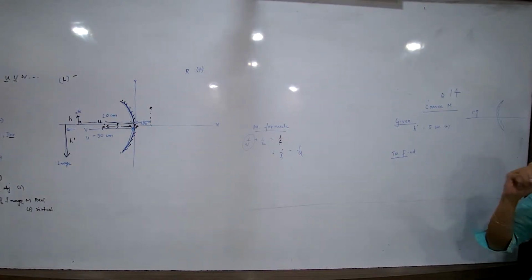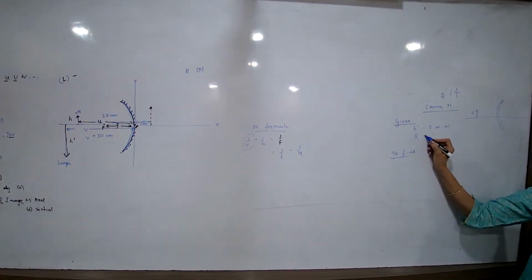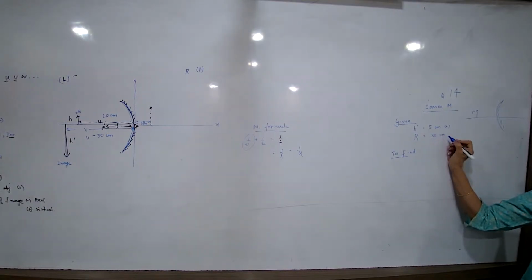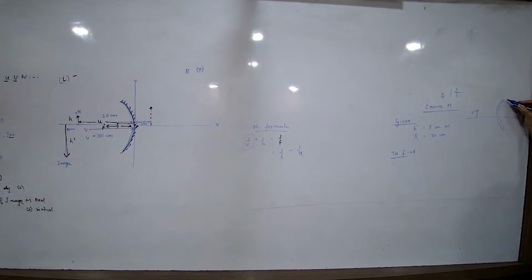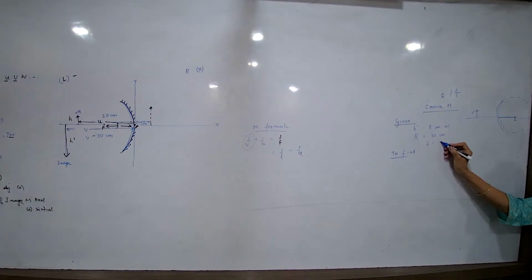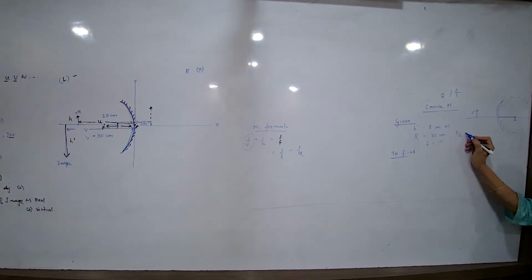Radius is given. Yes, R is given. How much is R? 30. From here, what can I find? Focal length. This is the radius, correct? If I draw like this, that means this is the radius. What is this point? This is the focus. Center. Okay. So can I find out F? How much is F? 50. Yes. So therefore I can find that F is equal to 50, because we should know this, right?